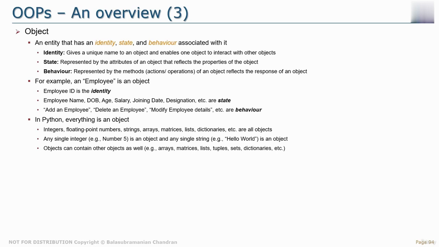Integers, floating point numbers, strings, arrays, matrices, lists, dictionaries, etc. are all objects. Any single integer, for example the number 5, is an object, and any single string, for example hello world, is an object. Objects can contain other objects as well. Example: arrays, matrices, lists, tuples, sets, dictionaries, etc.